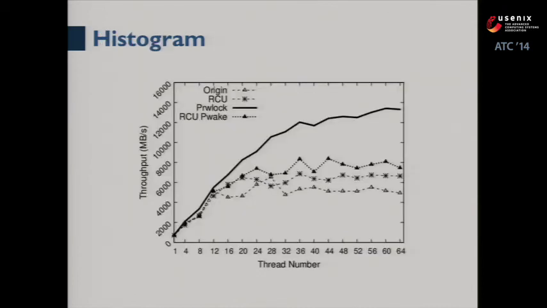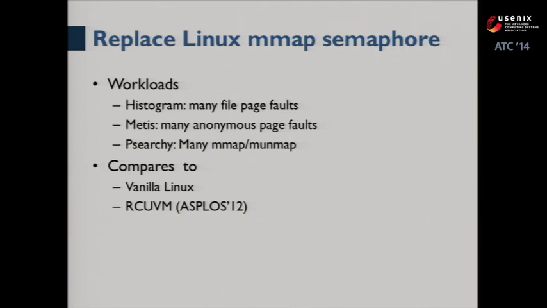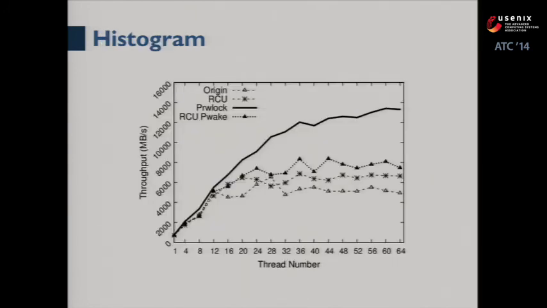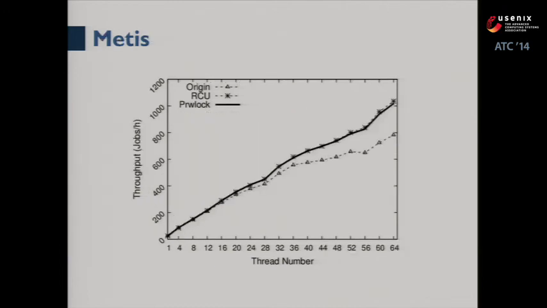For the Histogram workload, you can see that our passive rwlock performs much better than other systems. This is because the RCU VM is only optimized for anonymous page faults, but not file page faults, so in this case we could perform much better. For Metis, as it is anonymous page fault dominant, our system performs similarly to the RCU VM.